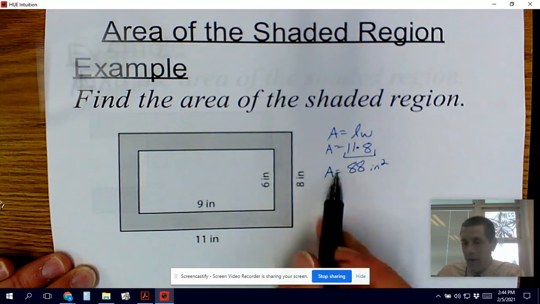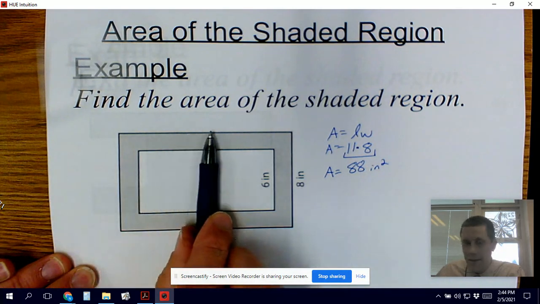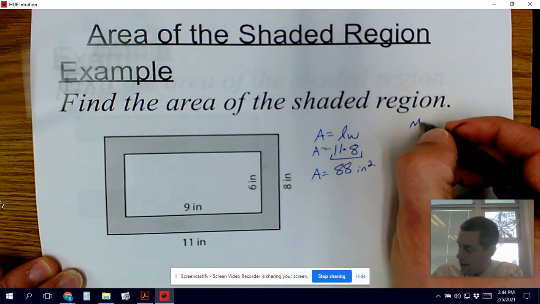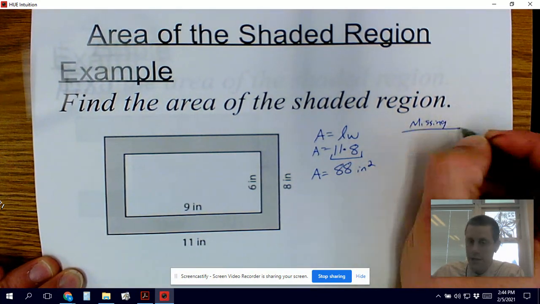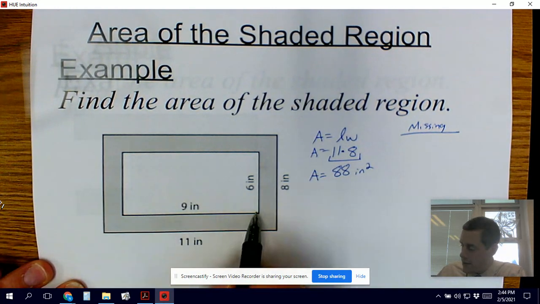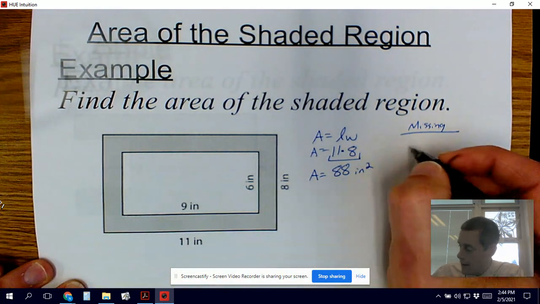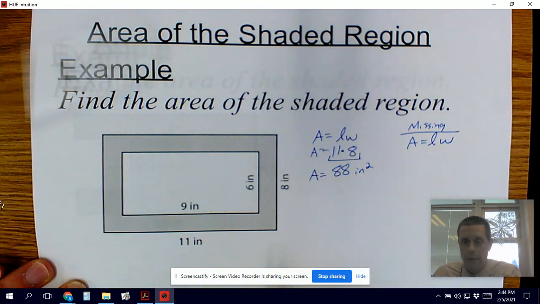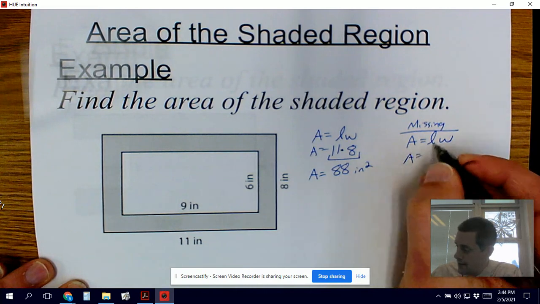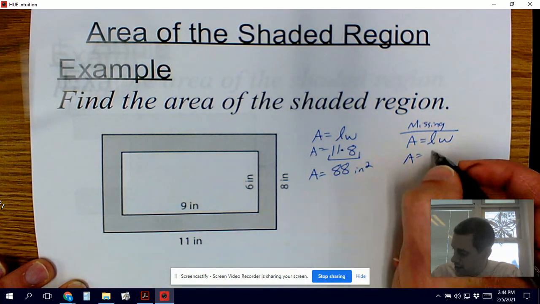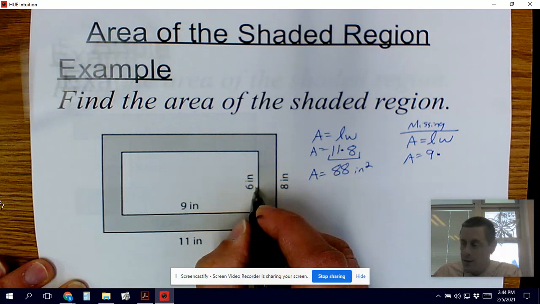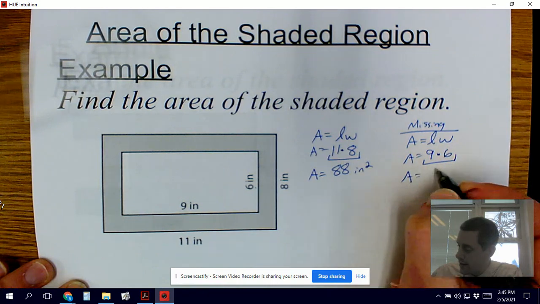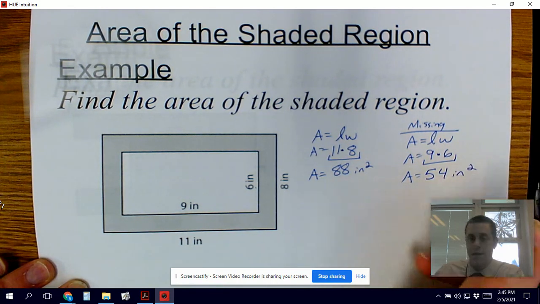But that would be the area of this polygon if it was completely filled in. We have a big hole in the middle. So let's find the area of this missing region. The missing region is in the shape of a rectangle, so I again am going to use the formula for area of a rectangle. Area equals length times width. The length of our missing piece is 9 inches, and the width is 6 inches. When I perform my calculation, 9 times 6, I get an area of 54 square inches.